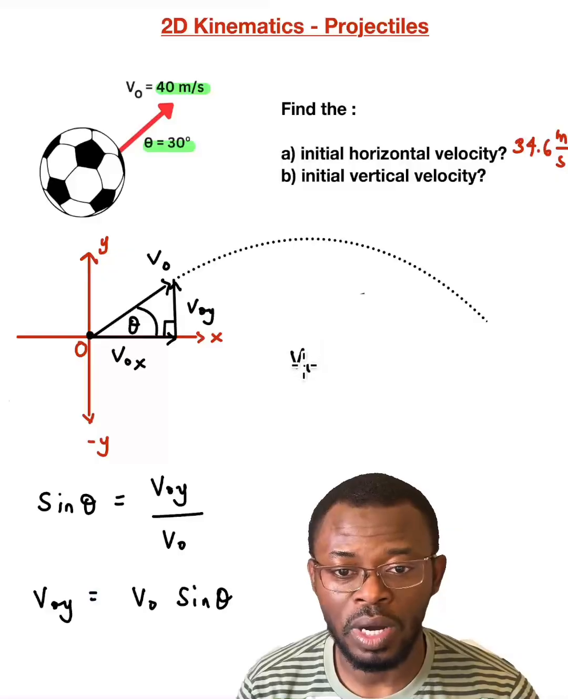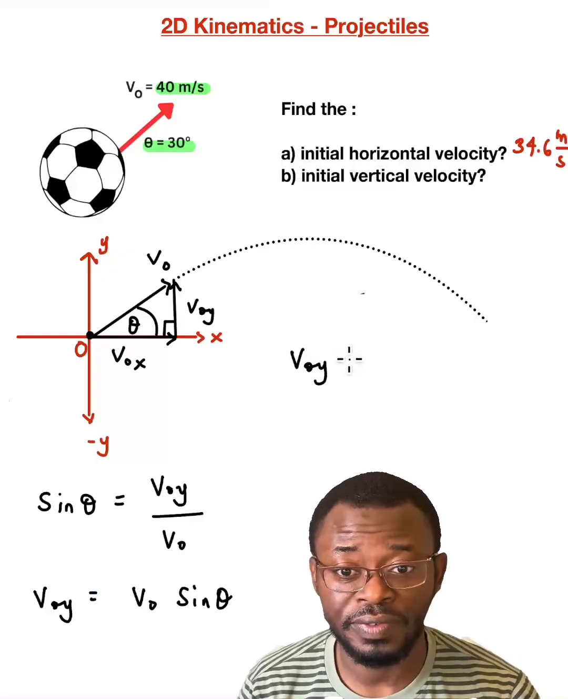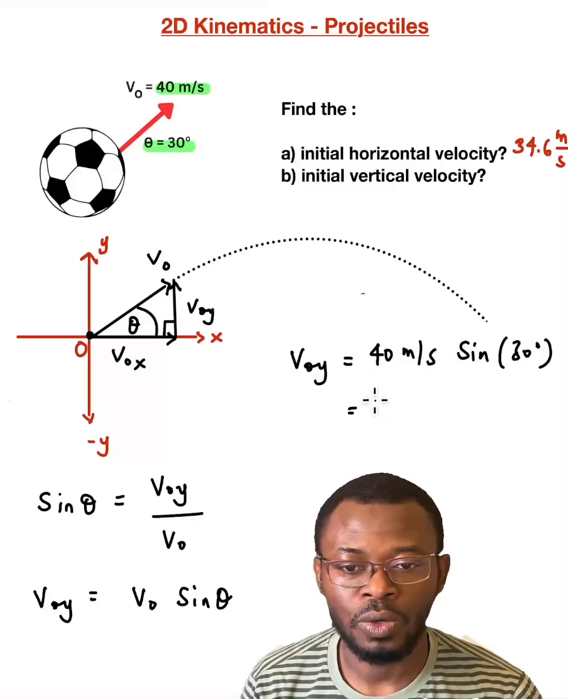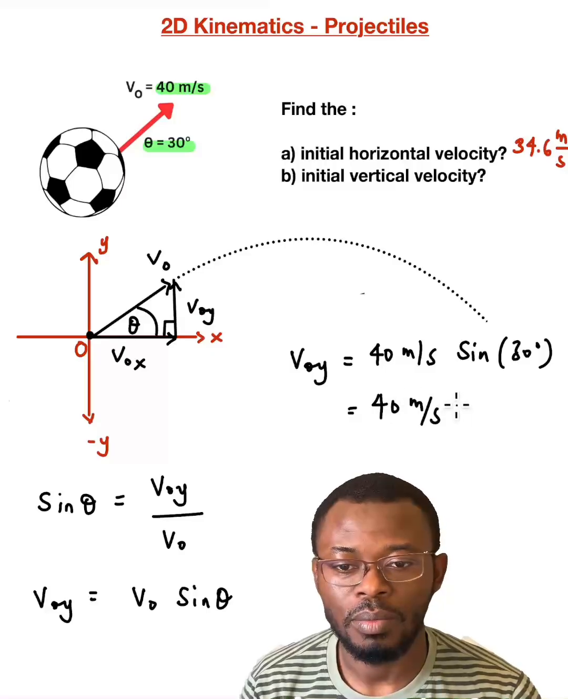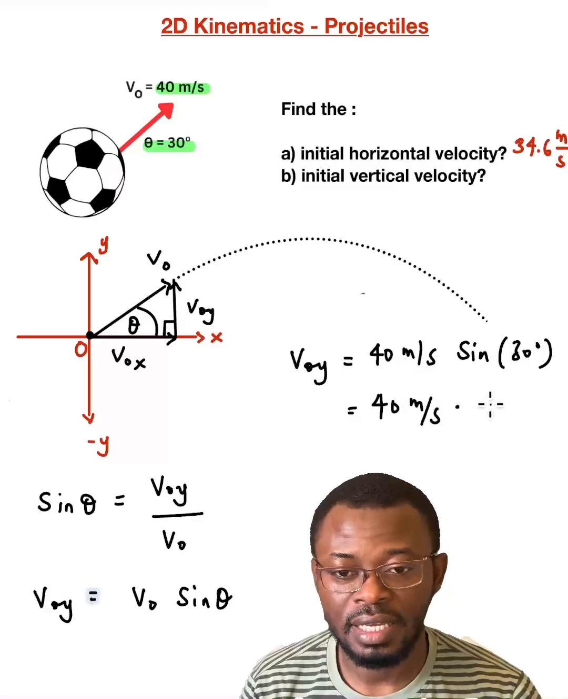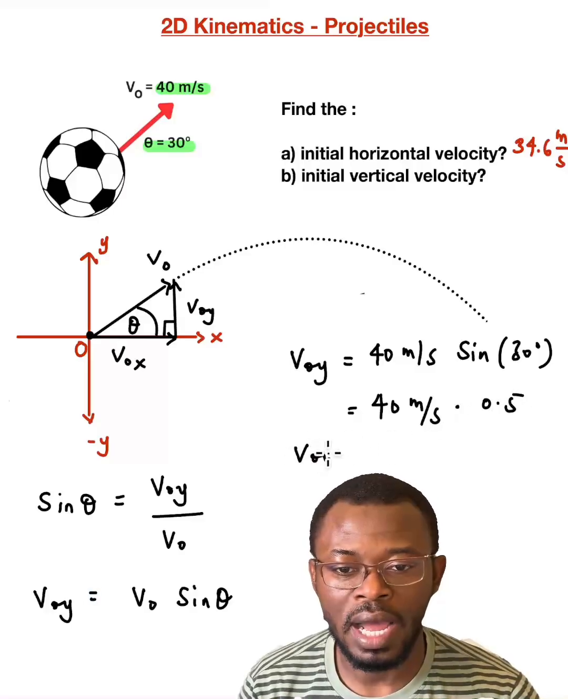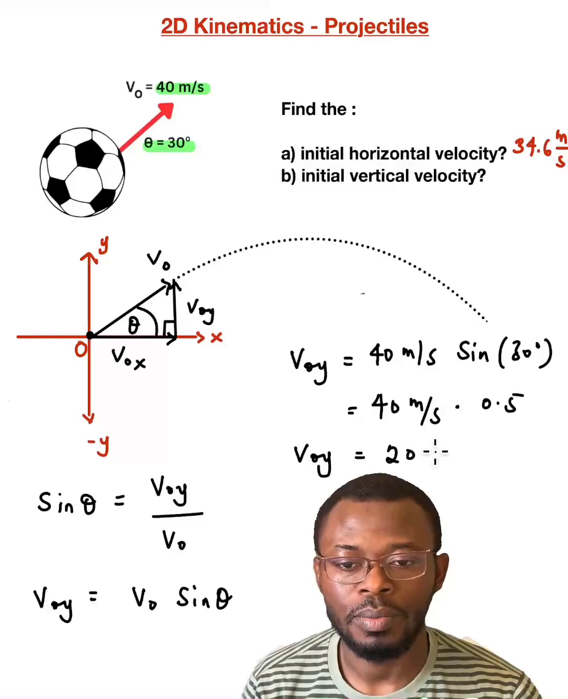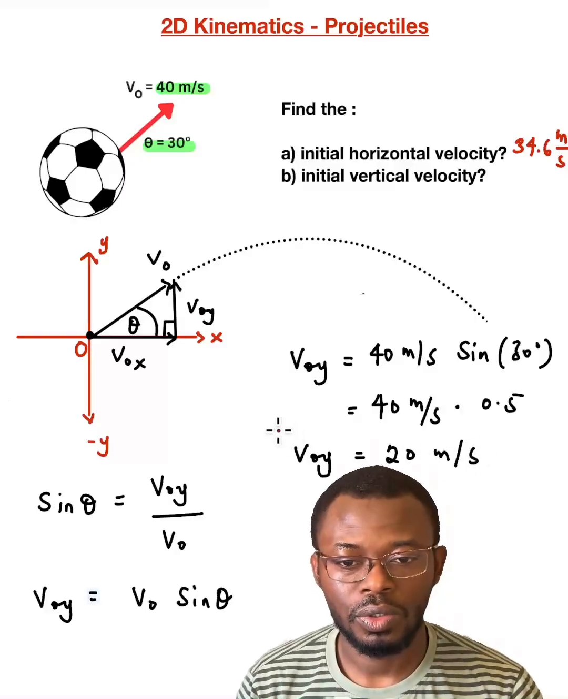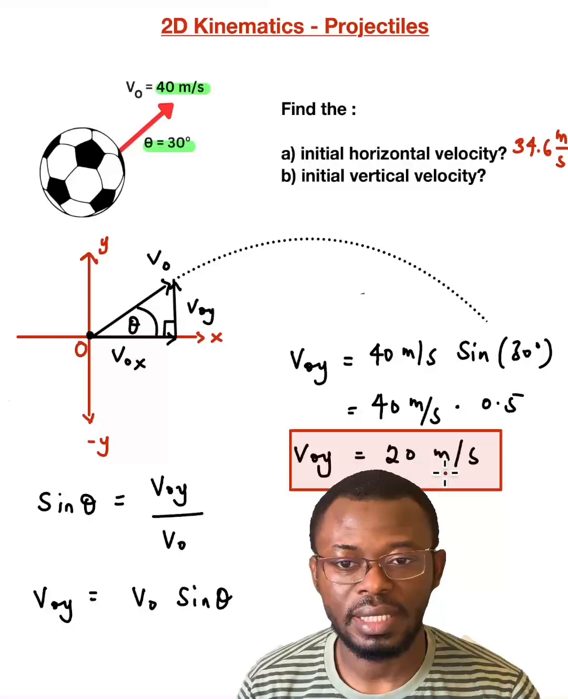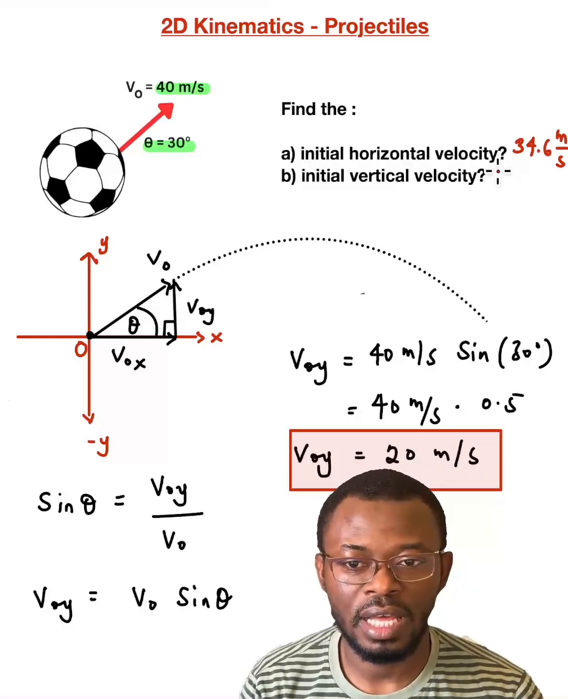So we have v naught y, which is the initial vertical component of the velocity, is 40 meters per second multiplied by sine of 30 degrees. We are going to have 40 meters per second multiplying sine of 30, which again is 0.5. That is 1/2. So that means v naught y is nothing but 20 meters per second. So the initial vertical velocity is nothing but 20 meters per second. All right, so we have that to be 20 meters per second.